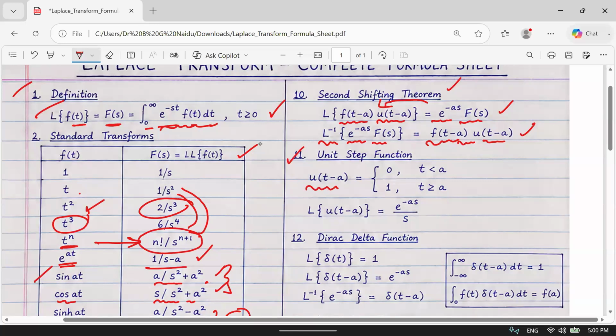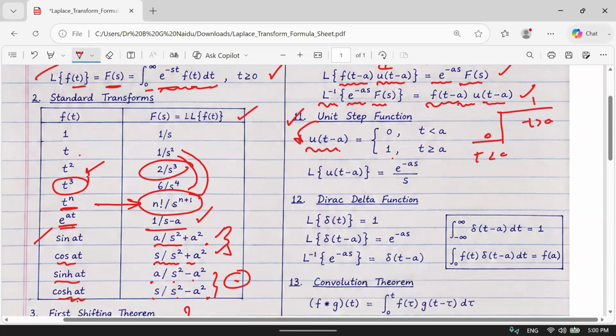That means u of t minus a, because it is the unit step function, is denoted by u. So u of t minus a takes values from 0 to 1. If t is less than a, it is 0. If t is greater than a, it is 1. It is like switching on and switching off conditions. That is called a unit step function. So the Laplace transform of u of t minus a can now be written as e to the power minus as by s.